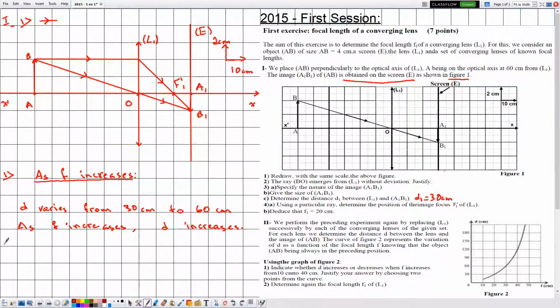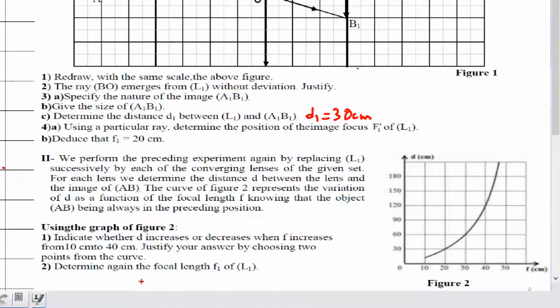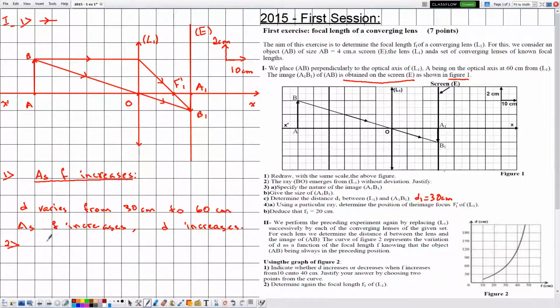And now we are in number 2. They are telling me determine again the focal length f1 of L1. So we need to use this graph in order to determine the focal length f1 of L1. Notice that this graph represents the variation of D as function of f, in which D represents the distance between the lens and the image, and f represents the focal length of the used lens. So if we know the distance between the lens and the image, we can determine graphically the value of the focal length. Then let's write down graphically.